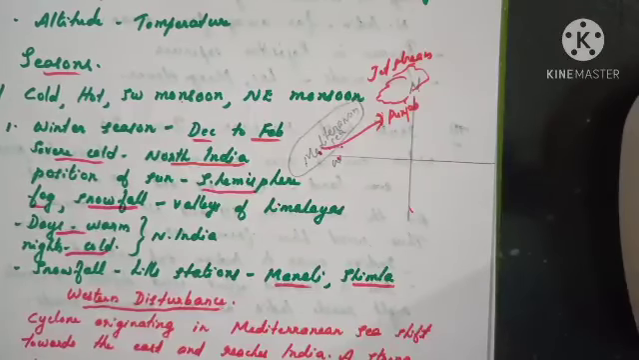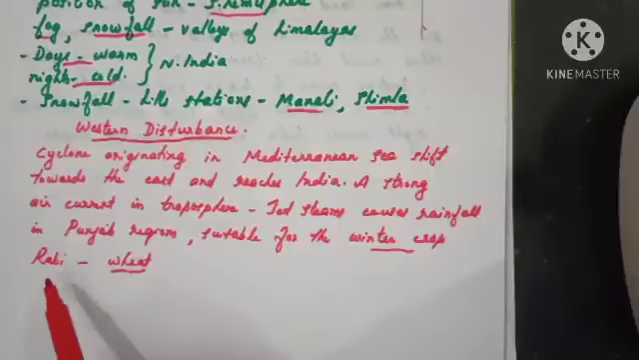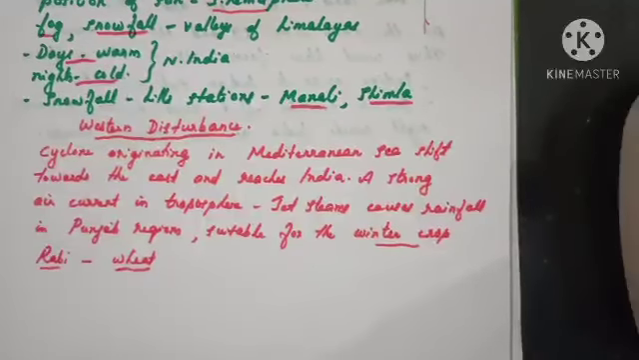So, what is western disturbance? Cyclones that originate from the Mediterranean Sea move towards the east and reach India. Due to the influence of the jet stream, it causes heavy rainfall in North India, especially Punjab. This rainfall is suitable for the cultivation of winter crops, that is wheat, a rabi crop. Next we will study types of agricultural crops. Understood.